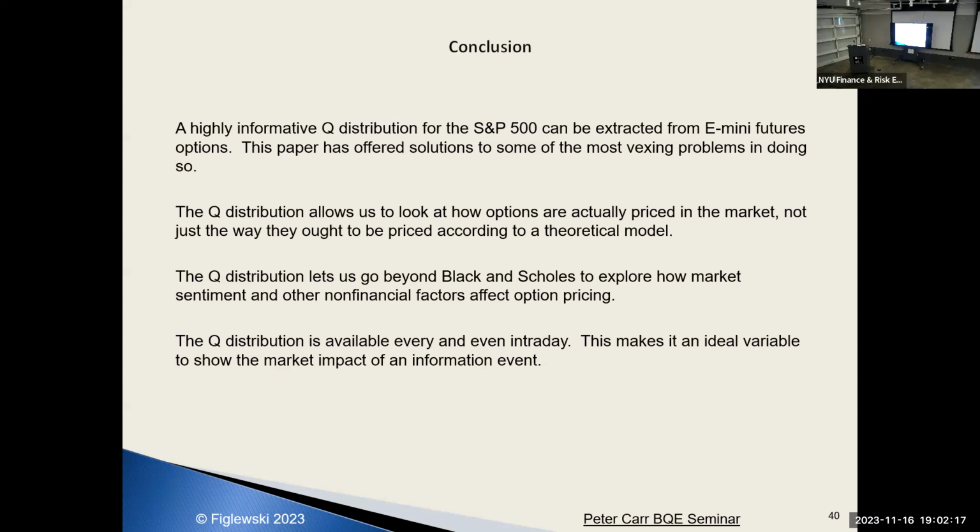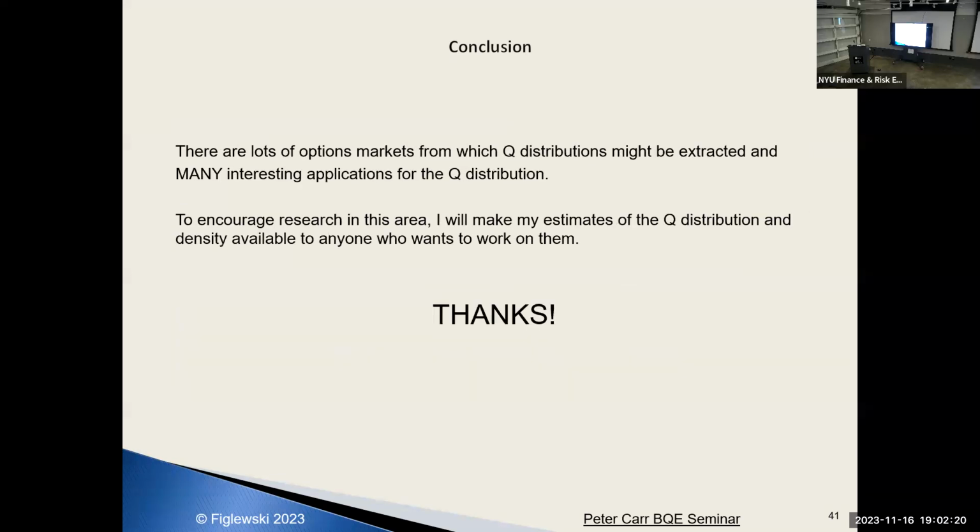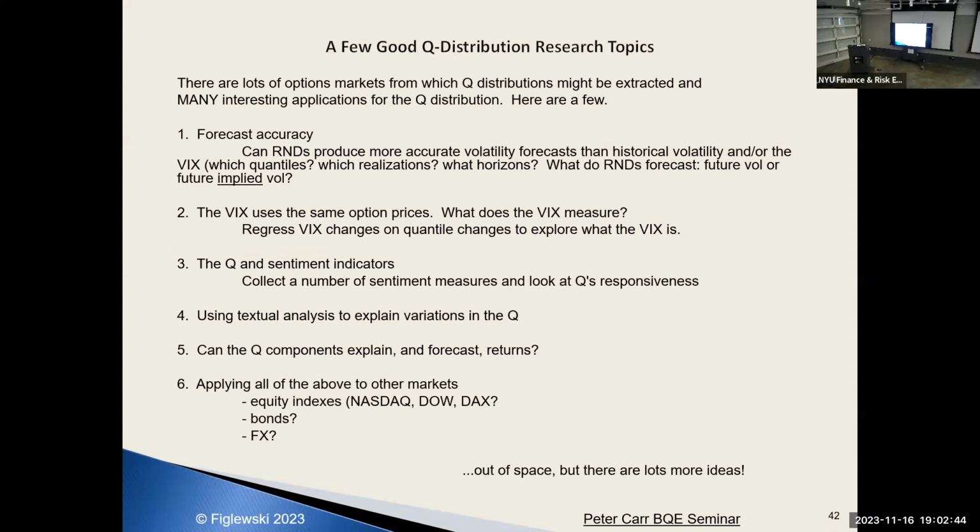Now, I've already mentioned these other points, lots of option markets, lots of ideas that might be worth doing research on. So in order to encourage everybody to do research, as soon as I've felt that I've got the Q distributions as good as I can get them, then I'll make that data available to anybody who wants to do work on it. And in case you have a hard time thinking of ideas, here's a whole bunch that have occurred to me.